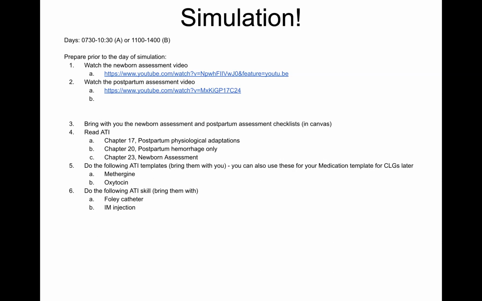And then you have 4 templates that you're going to do, ATI templates, 2 medication templates, and 2 skill templates. The medication templates are methergine and oxytocin, and the skill templates are Foley catheter and IM injection. Now, I do realize that you have methergine and oxytocin as a med card for one of your CLGs. Just save that, and when you need to upload it for your CLG, you have that done. So I'm not asking you to do it a second time.